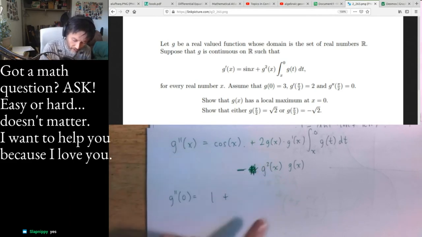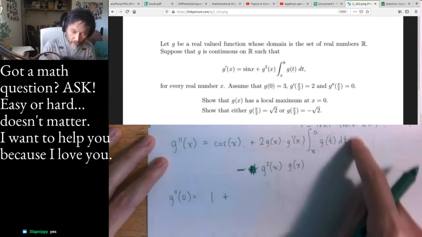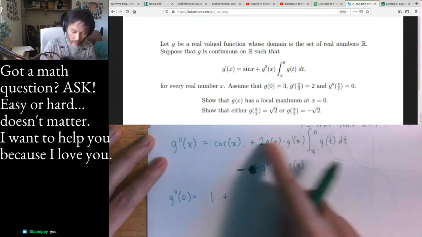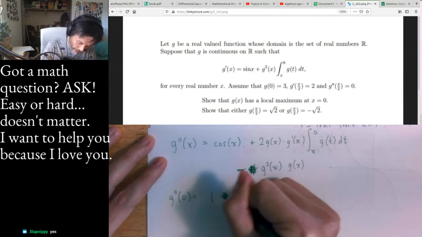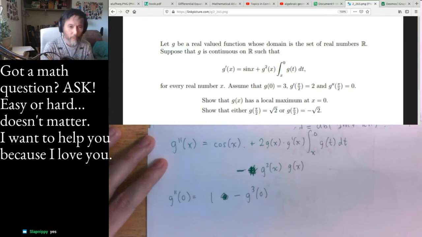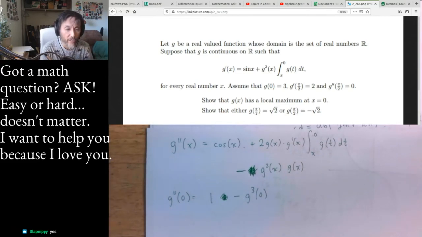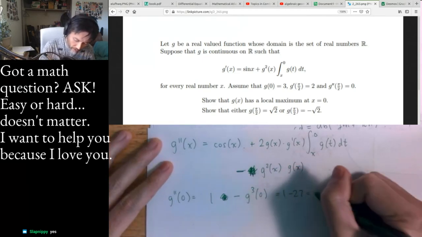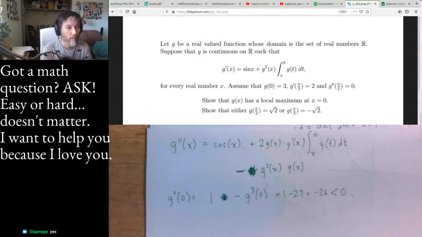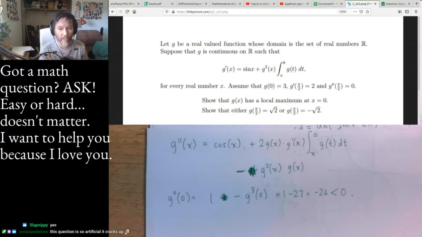So I'm sticking 0 in now and hopefully we're good. This whole thing is 0 because of course when x is 0, this integral is 0. So then we get 1 minus g cubed at 0. And we are told that g at 0 is 3. So this is equal to 1 minus 27, which is negative 26. And I don't know much, but I'm pretty sure that's negative. So the fact that that's negative means that the function g is concave down. The graph is concave down, frowny face, at zero. And so the critical point, x equals zero, is a thing.